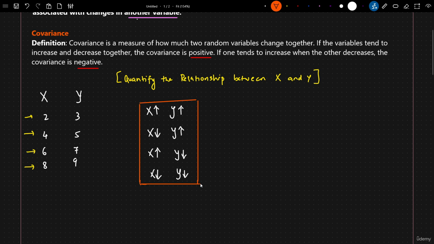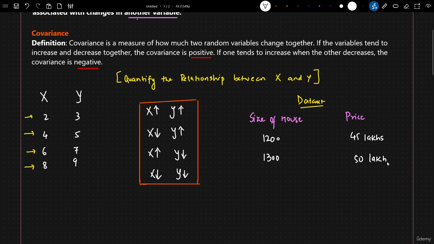But here, since we are starting with covariance, let me take a very good practical example. Let's say I have a feature which is called the size of the house. Okay. And the other feature that I have is the price of the house. So let's say this is my data set. Now in this data set, if the size of the house is somewhere around 1200 square feet, let's say the price is 45 lakhs. Okay. If I increase this to 1300 square feet, let's say over here, I will write 50 lakhs, right? If I keep on increasing, 1500 square feet, let's say over here, I have 75 lakhs.